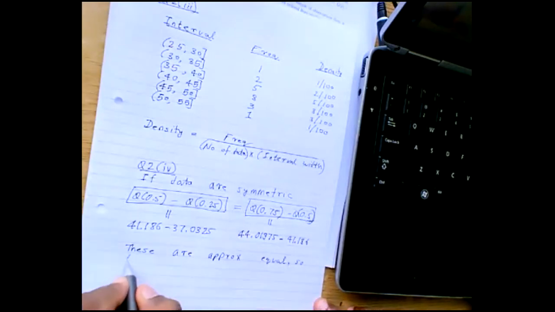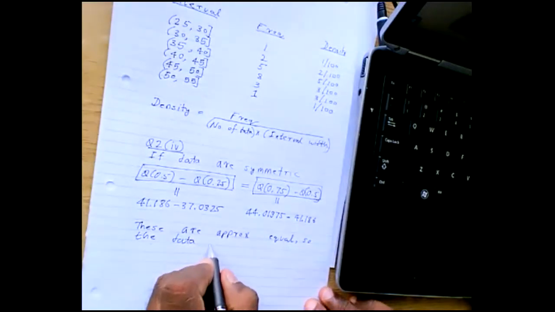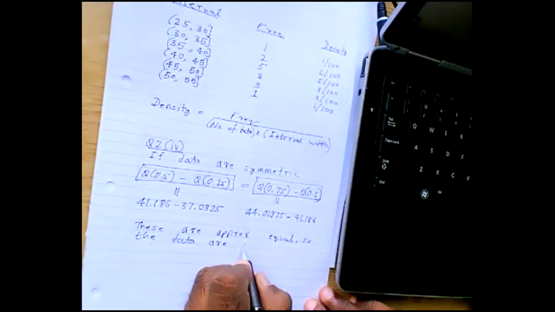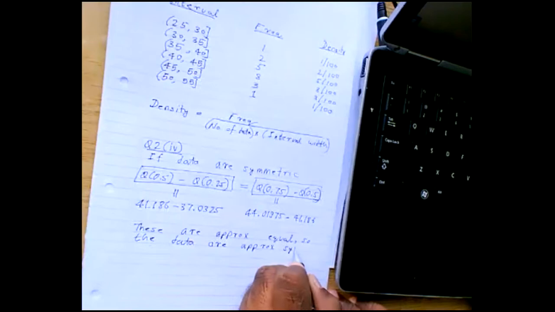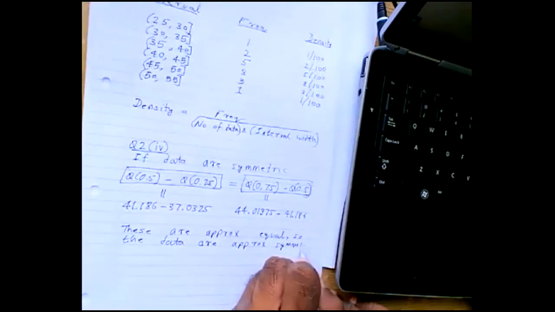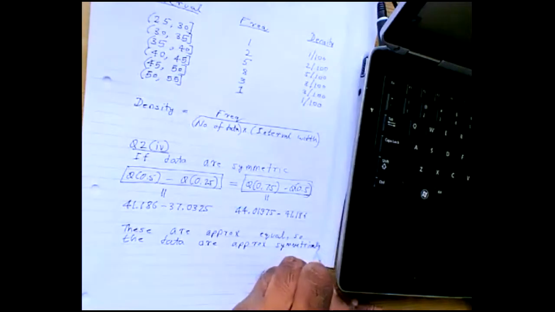So the data are approximately symmetric, or symmetrically distributed.